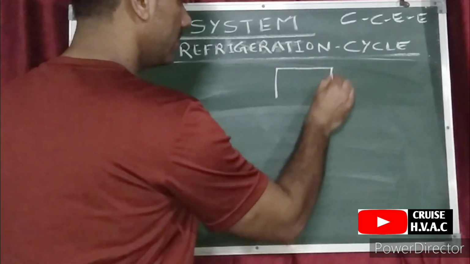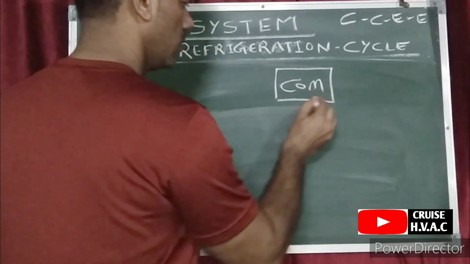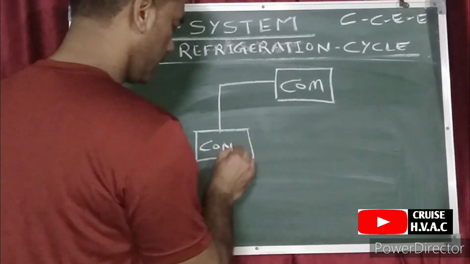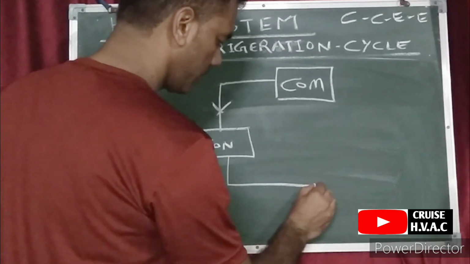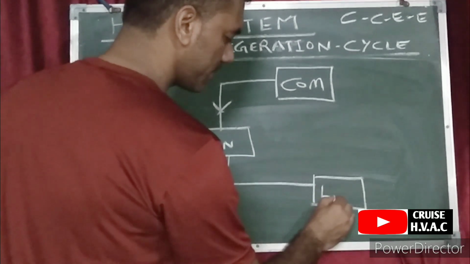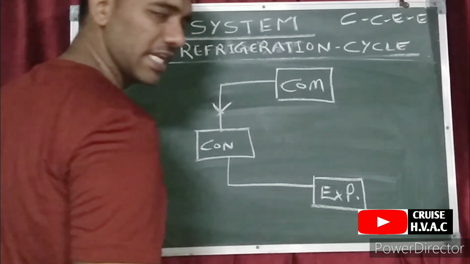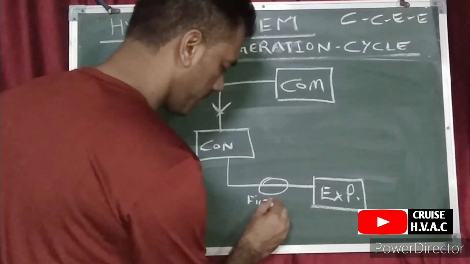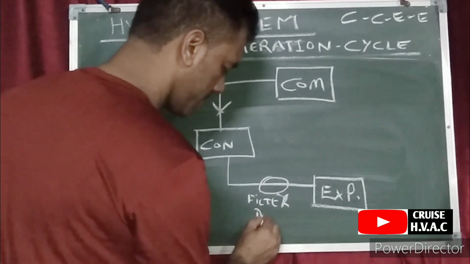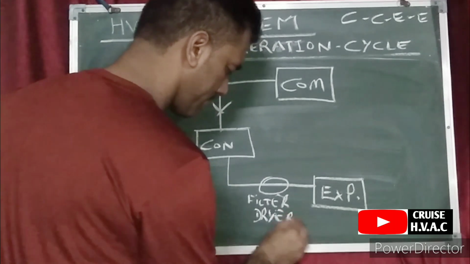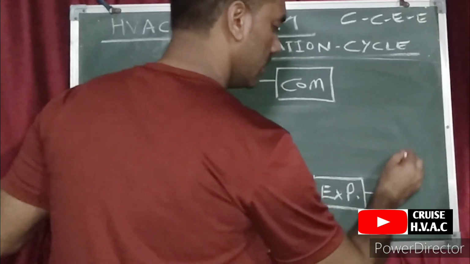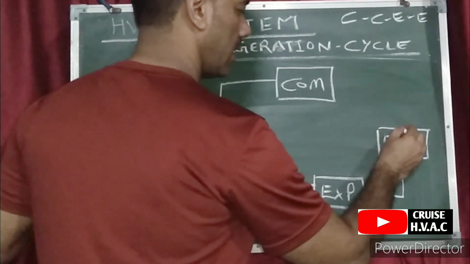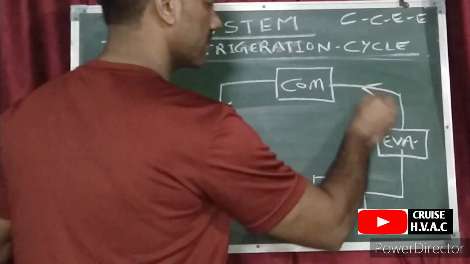So here is the compressor. From the compressor the refrigerant goes to the condenser. From the condenser it goes to the expansion valve. Before the expansion valve there is the filter dryer. And after the expansion valve there is the evaporator, and then the refrigerant goes back to the compressor.